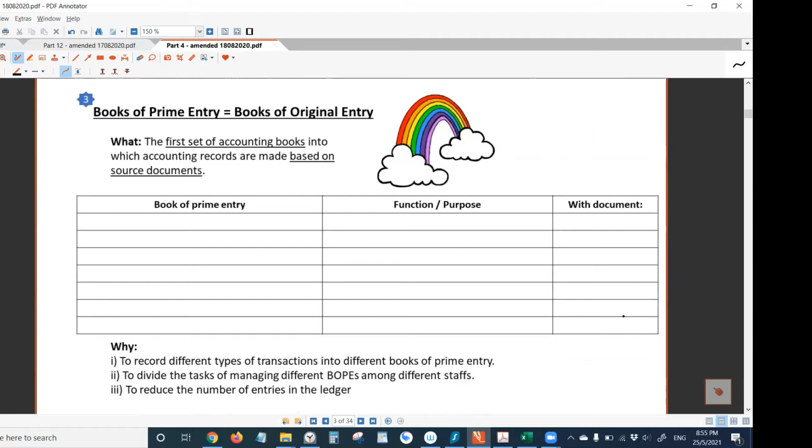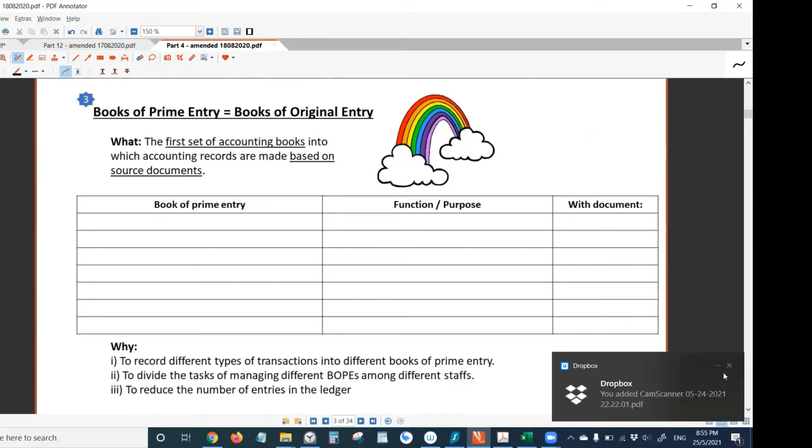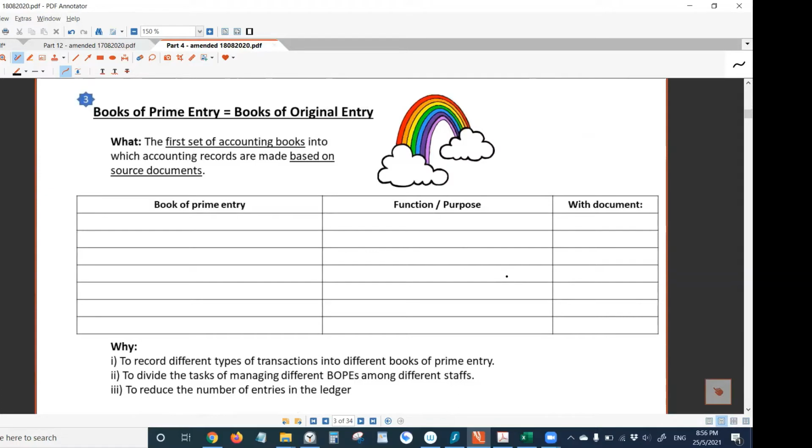The documents and the book of prime entry. Okay, so you have looked at the 6 main documents and you have learned the goods returning process in detail. Very soon you are going to see more documents. But for now, let's learn what are the first books of accounting, the first set of books in accounting which you use to record documents.